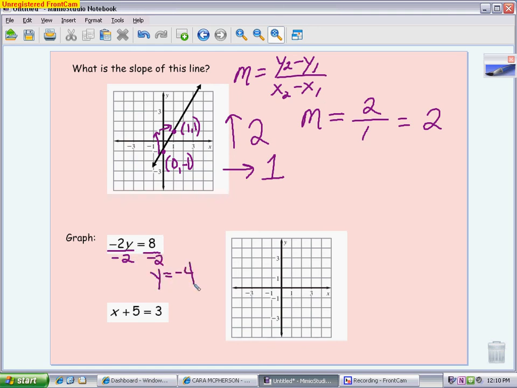Your graphs that are y equals will always be horizontal lines. So you're going to go on the y-axis down 4 spaces, 1, 2, 3, 4, and then you're going to draw a horizontal line through that y equals -4.